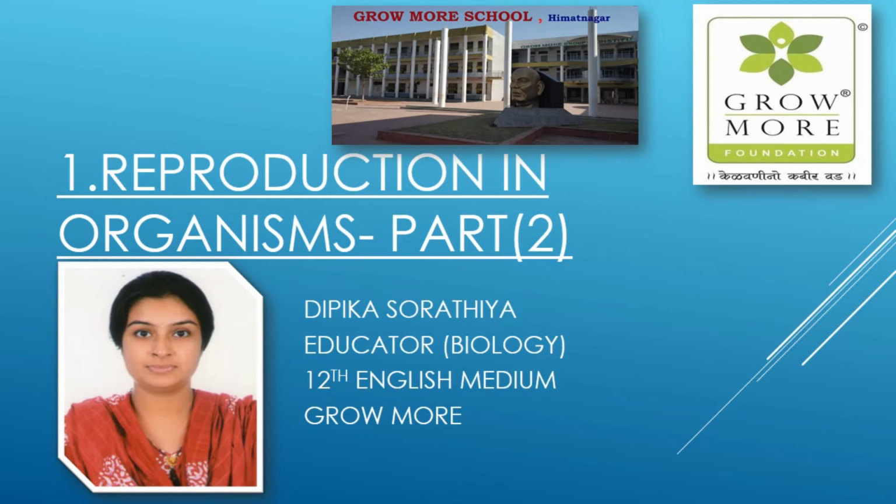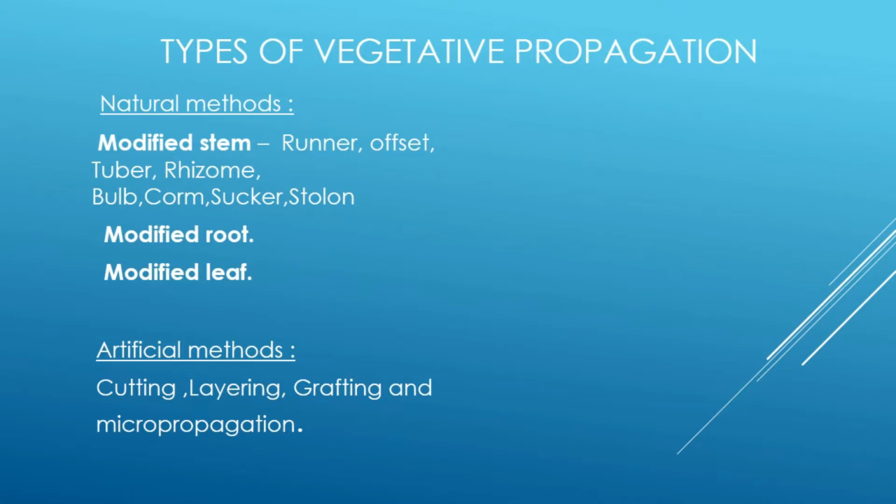In our previous lecture, we have studied regarding asexual reproduction in organisms and now in this lecture we will study regarding apomixis and vegetative reproduction. Now, apomixis and vegetative propagation are the types of asexual reproduction in plants. Now, apomixis detailed study you are going to have in your next chapter.